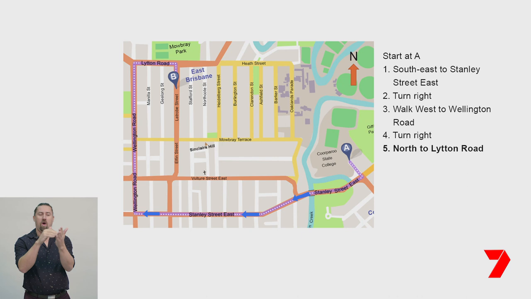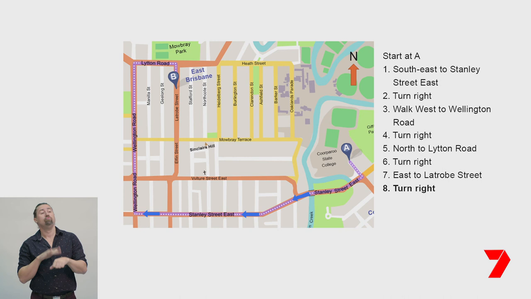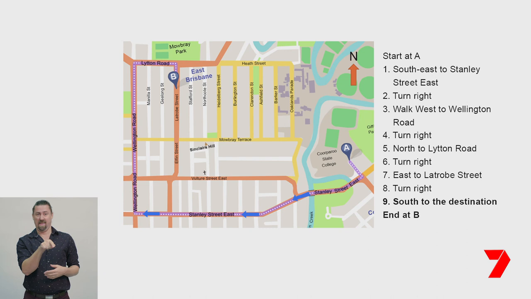Turn right into Lytton Road. Walk east along Lytton Road until you see Latrobe Street on your right. Turn right into Latrobe Street and finally walk south along Latrobe Street until you get to your destination.